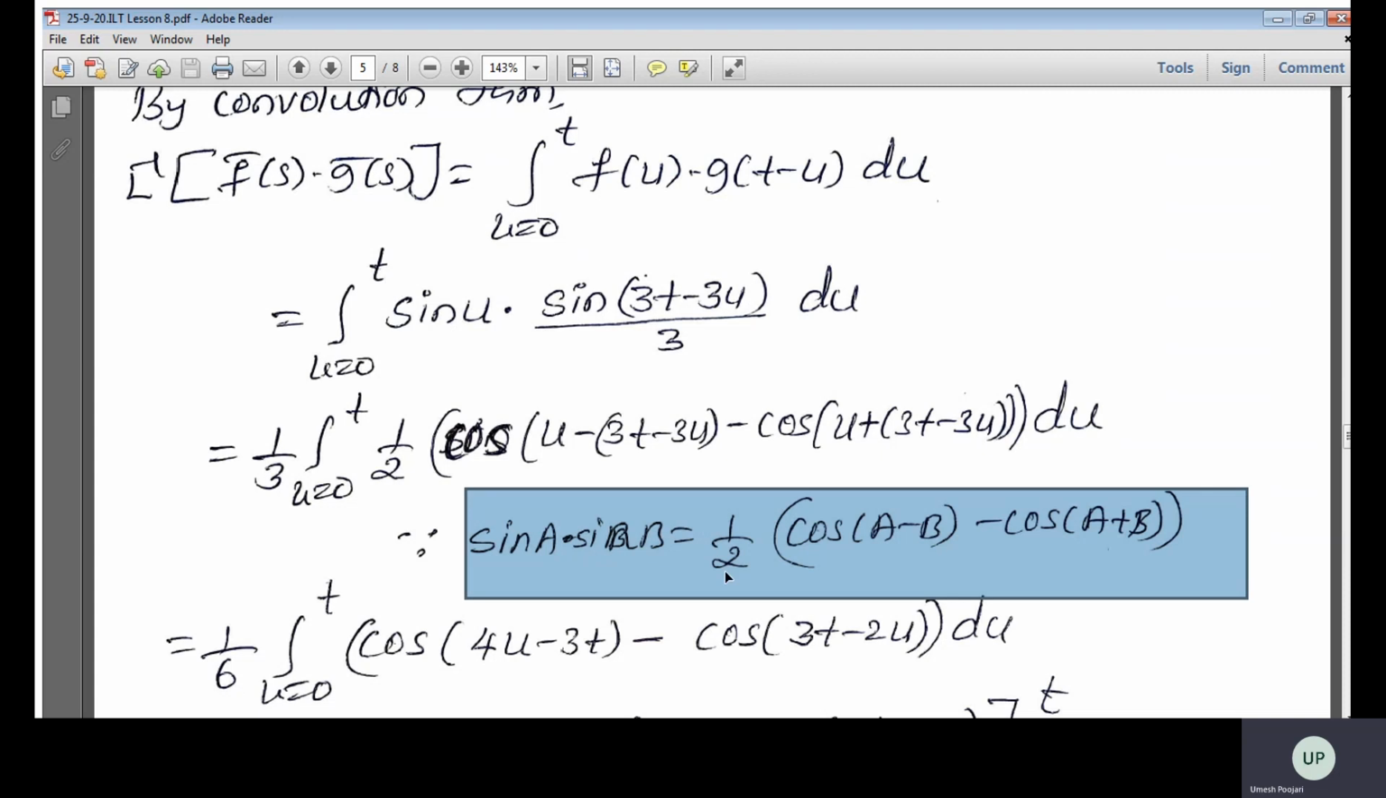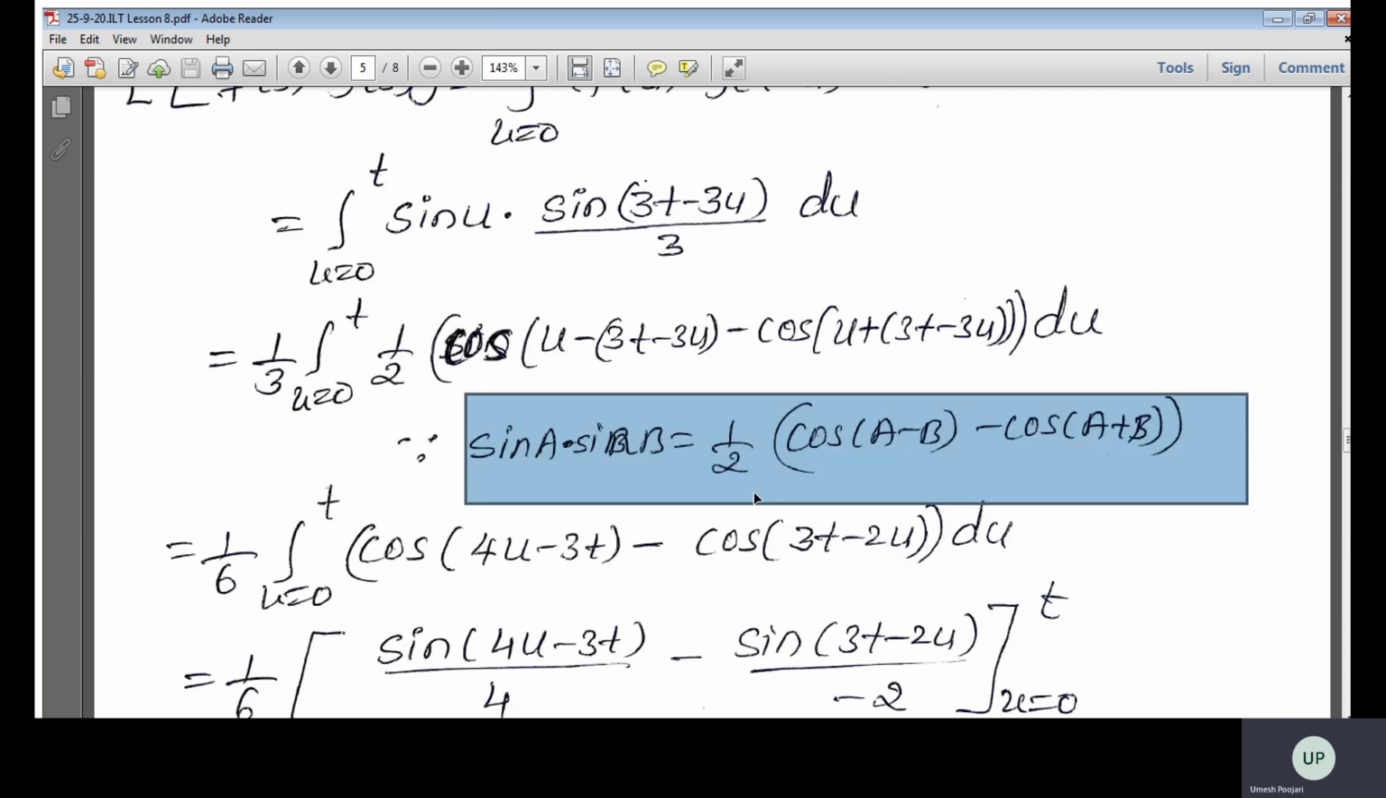Sine A, sine B is 1 by 2 cos of A minus B minus cos of A plus B. Correct? If you apply this here, we get 1 by 2 cos of u minus 3t minus 3u minus cos of u plus 3t minus 3u. So that will be 1 by 6 integration from 0 to t cos of 4u minus 3t minus cos of 3t minus 2u into t.